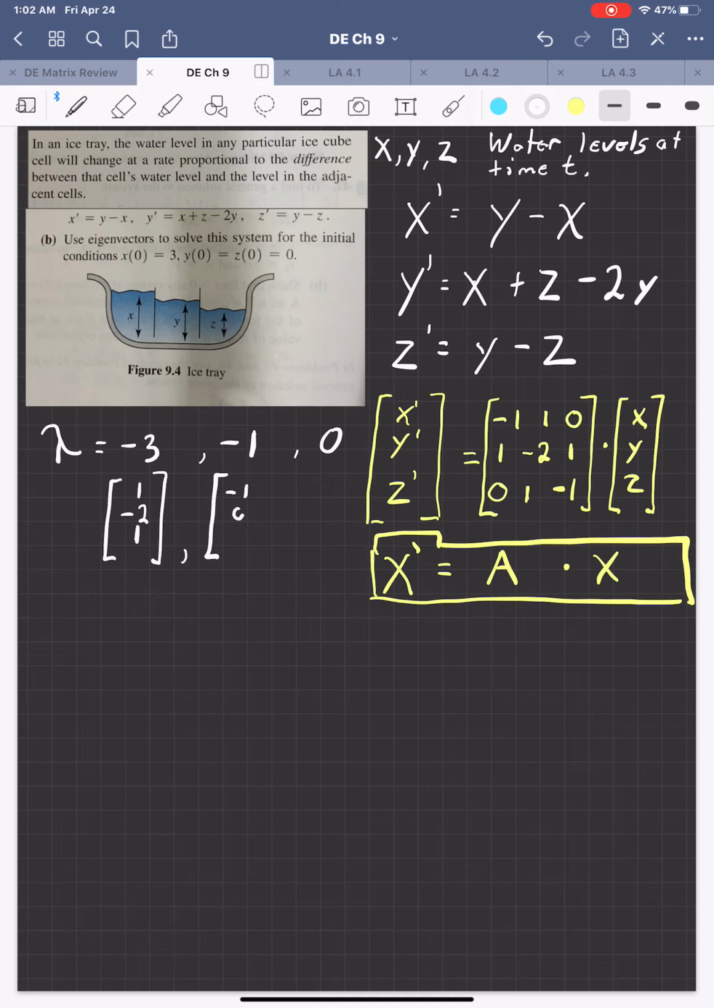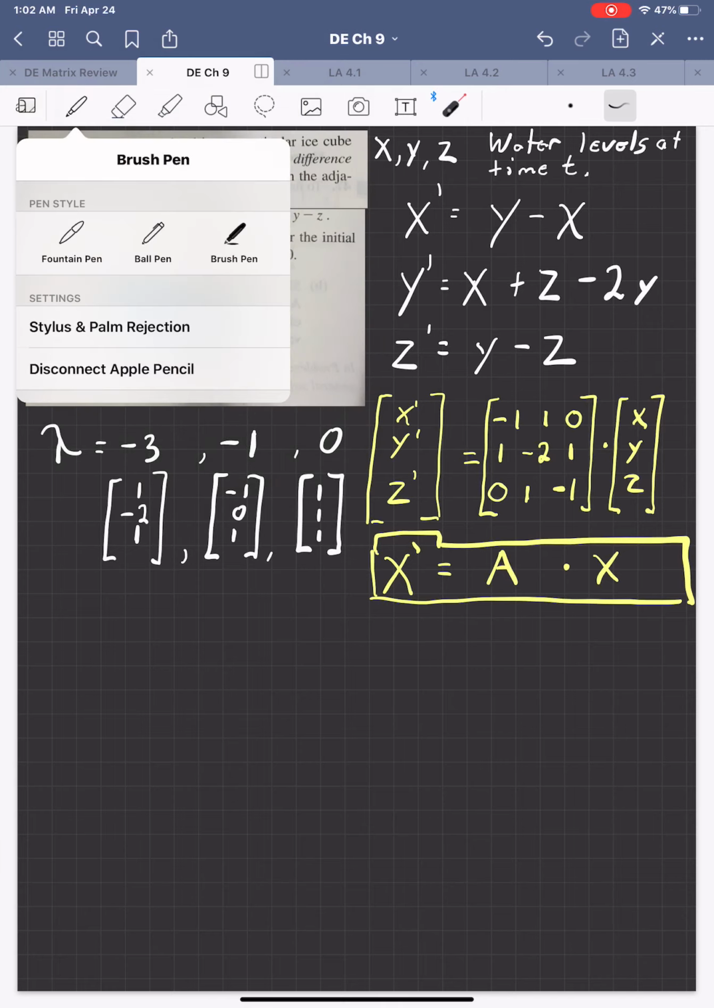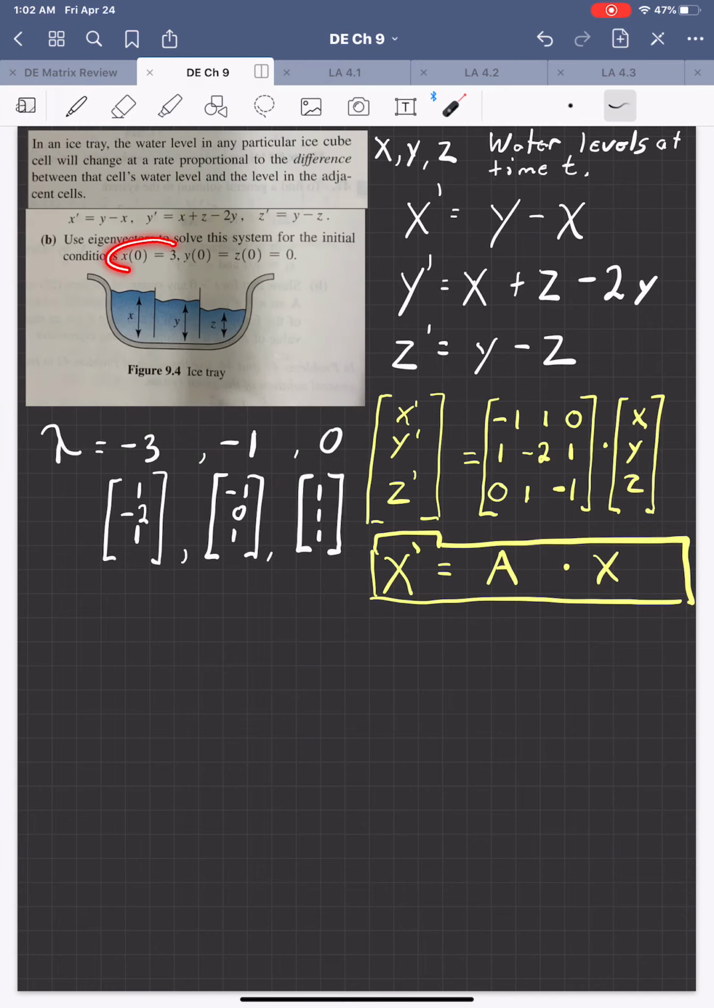-1, 0, 1. And 1, 1, 1. All right, so those are the eigenvectors associated with those eigenvalues. And now let's interpret this initial condition. So x sub 0, y sub 0, z sub 0. That's nice.